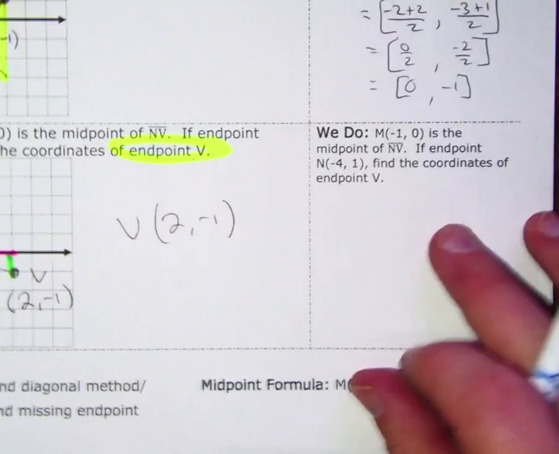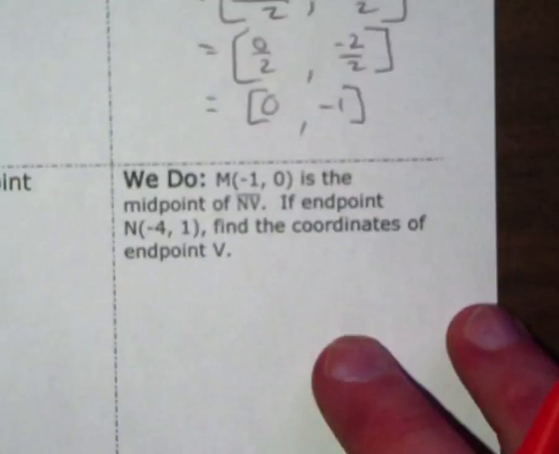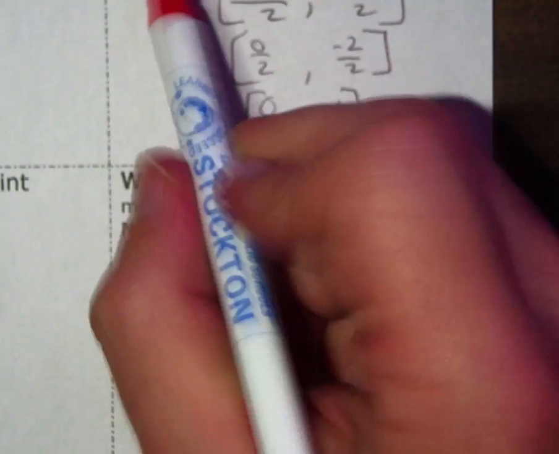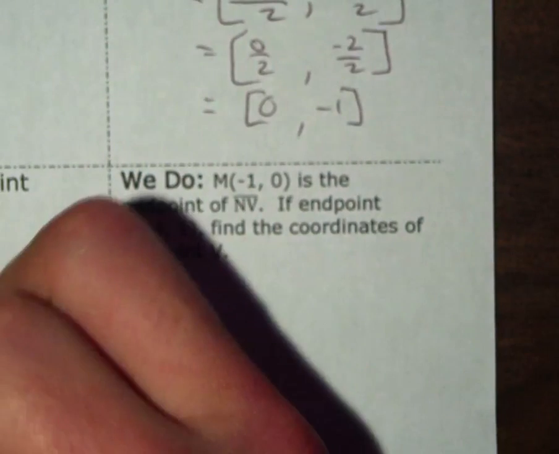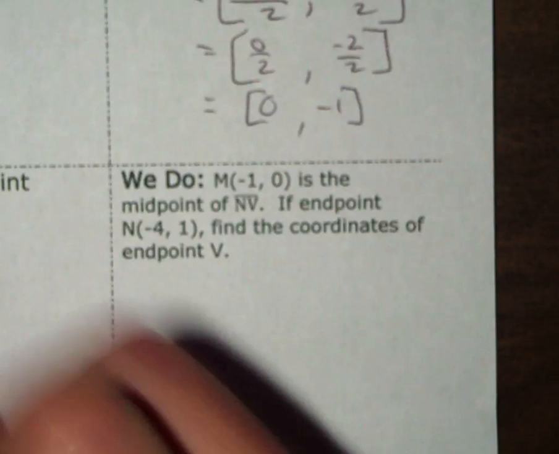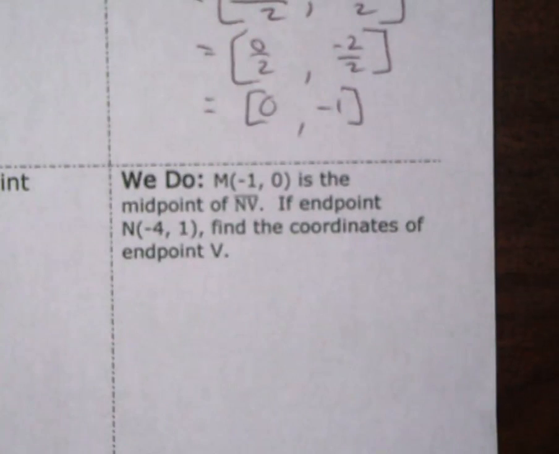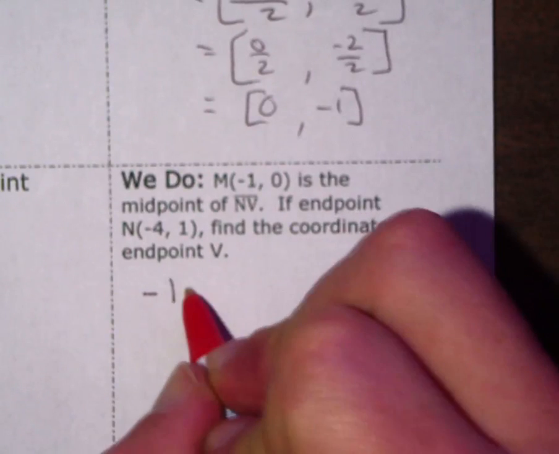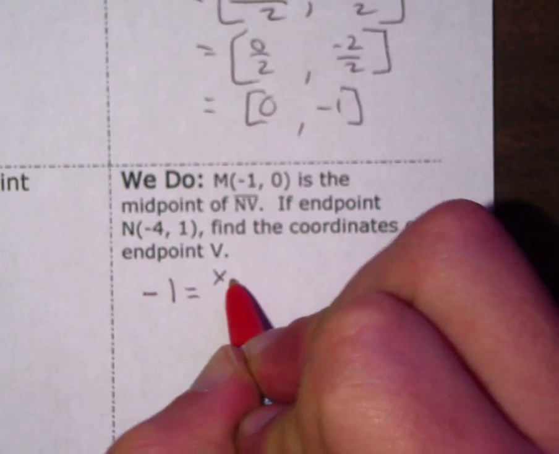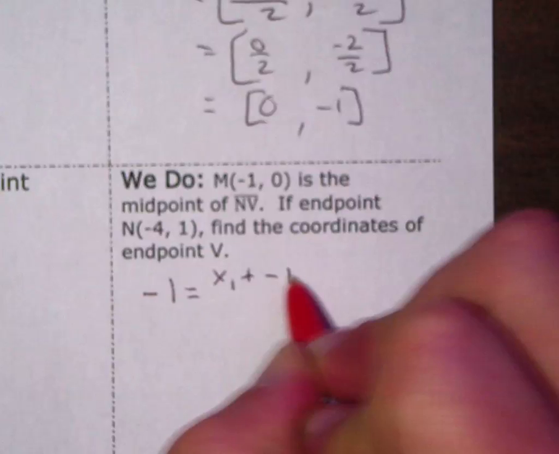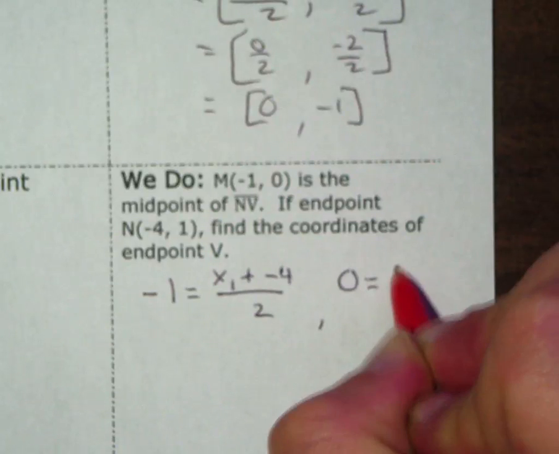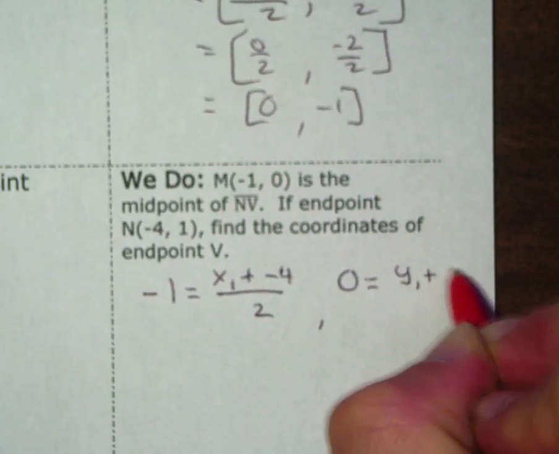Or, if they're not very nice numbers, they're not integers, or they're far apart, last thing we'll do, we're going to use the exact same formula. I'm going to put in, for the midpoint, negative 1 for x, and it's equal to x1 plus the other x, which is negative 4. And here's the y coordinate over here. 0 is equal to the y1 plus the other y coordinate, 1.